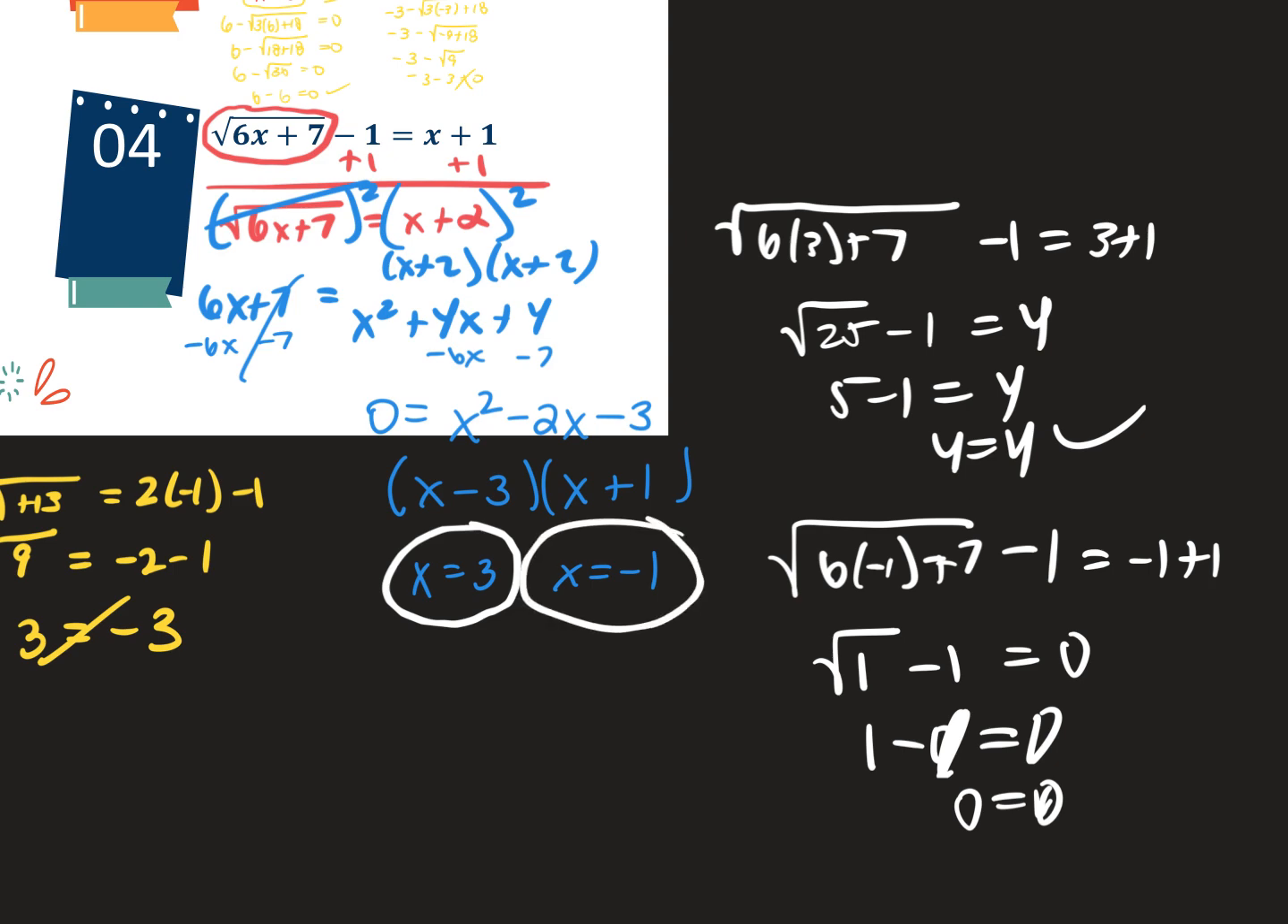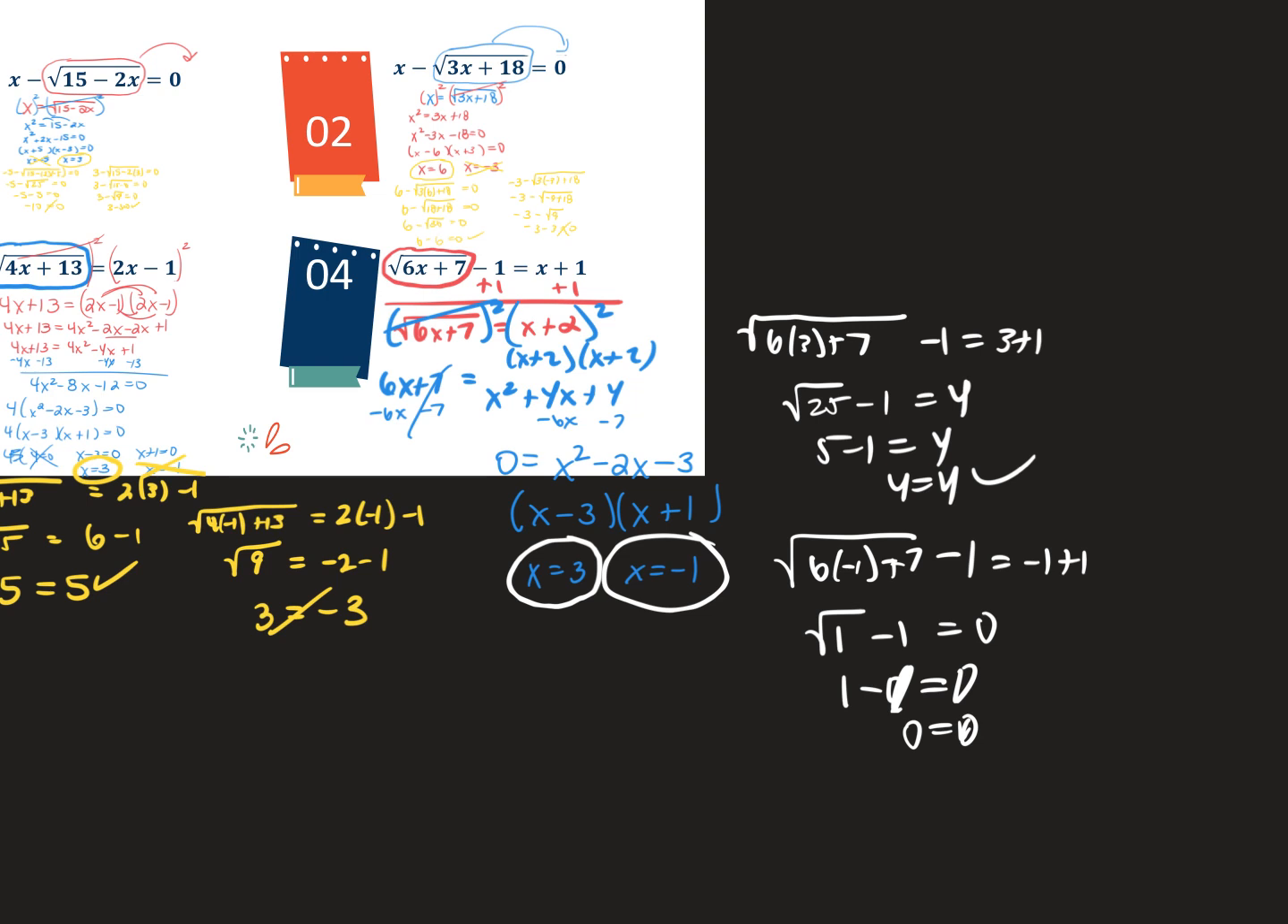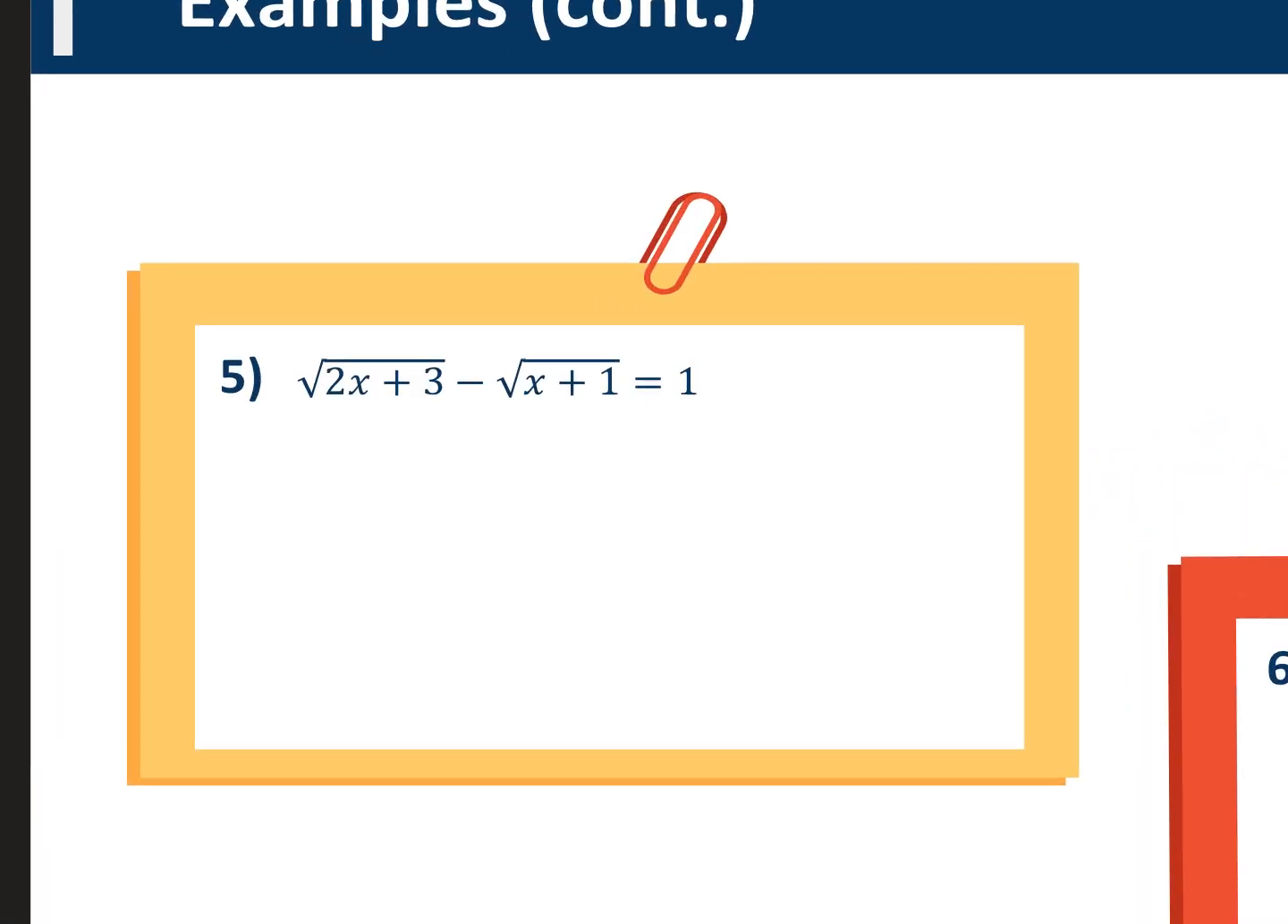So you can't just assume that when you plug back in, one of them works, so the other one won't. You can't just assume that both of them work all the time. You've got to go back and check your work. All right, moving along. Let's look at number 5. All right, number 5 is a little different.